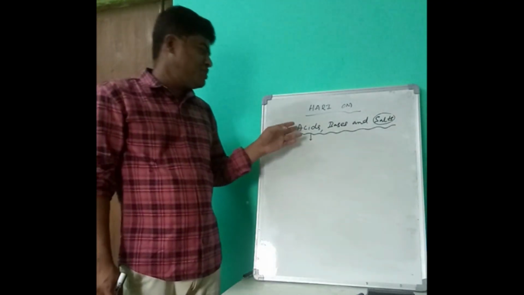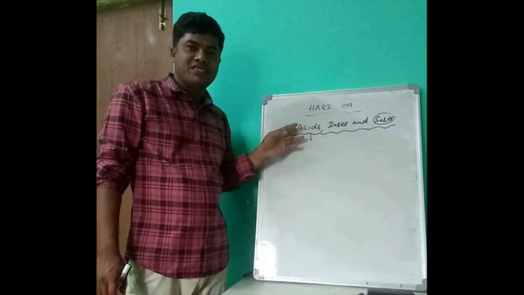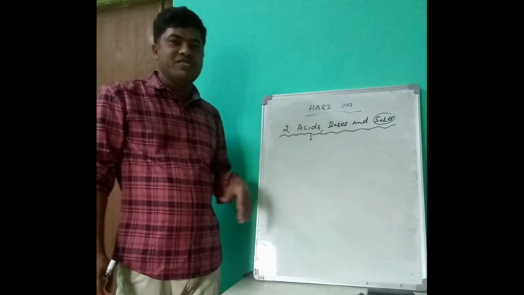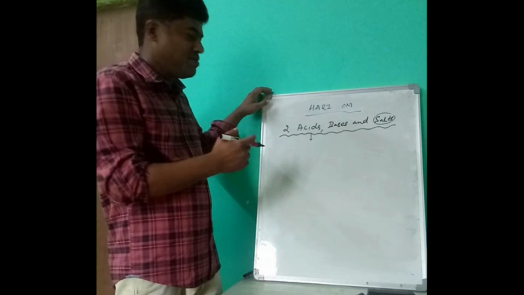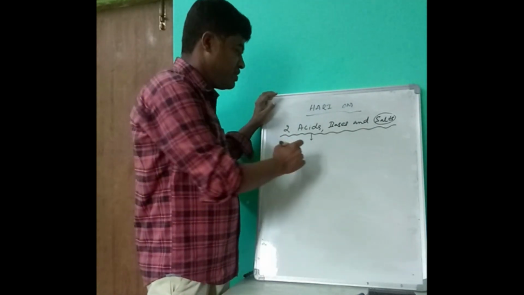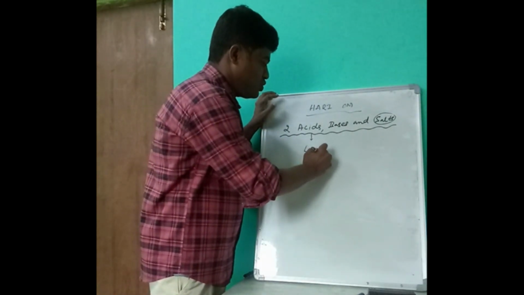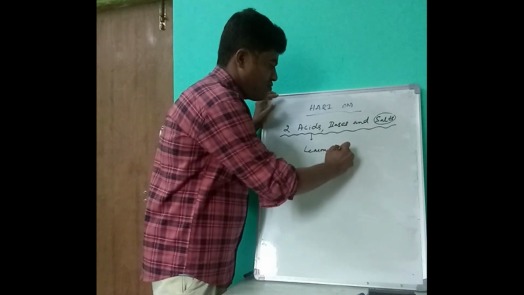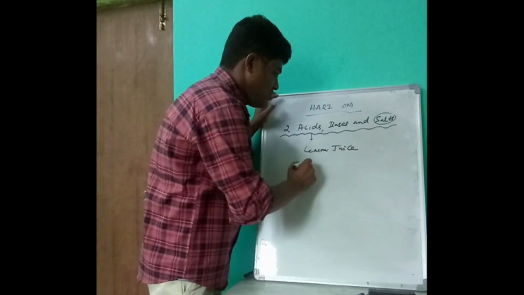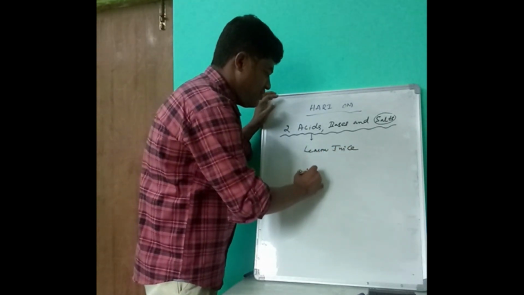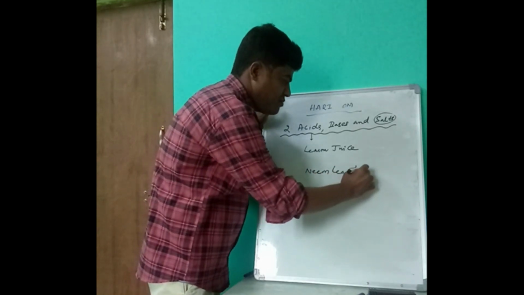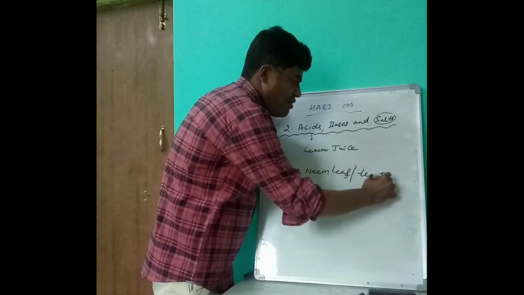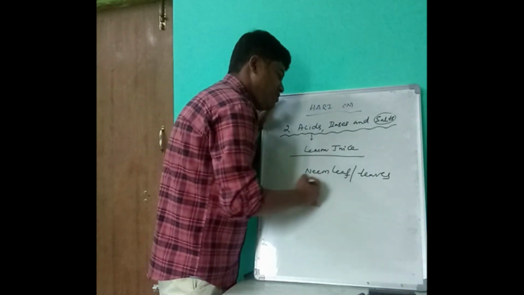Friends, today we are going to discuss the second lesson in the chemistry syllabus, that is acids, bases and salts. Let us discuss by taking a few examples that are very familiar to our day-to-day life. One is lemon juice. Second one is neem leaf, or leaves. Have you ever tasted neem leaf?